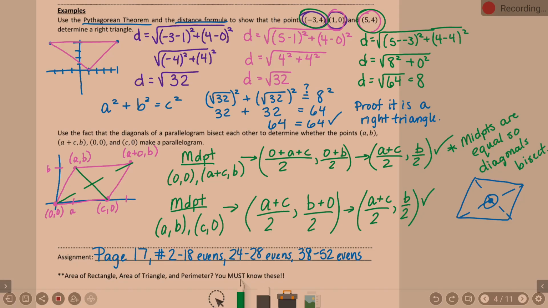Okay, page 17. 2 through 18, evens. 24 through 28, evens. 38 to 52, evens. I have an obsession with evens, but it's better than saying 2 through 18, all. 24 through 28, all. 38 to 52, all. So, enjoy your evens.